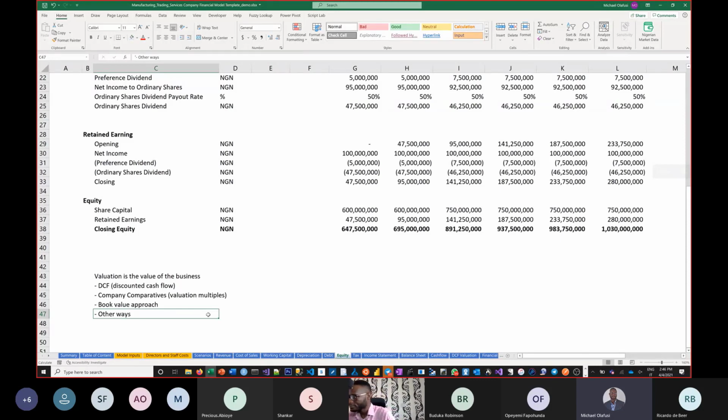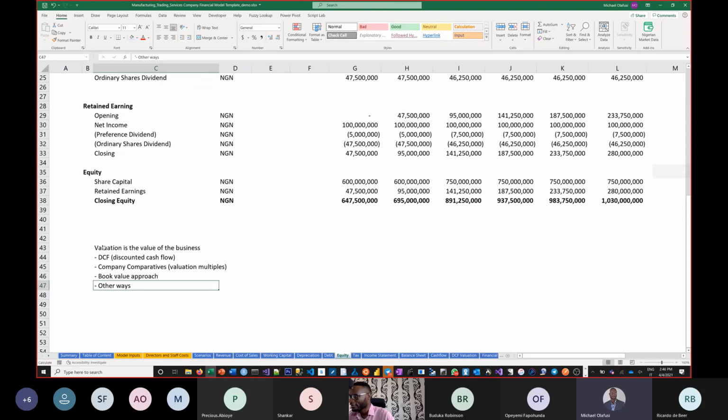Okay, so now remember what I said. Valuation is the value of the business. Sometimes we call it the enterprise value of the business or company.